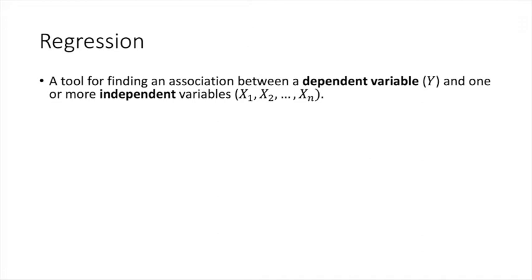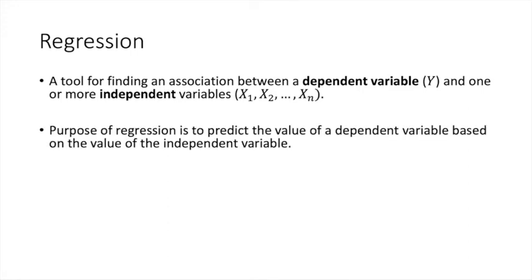Regression finds an association between a dependent variable y and one or more independent variables that we also call predictors. In this case, the predictors are represented by names such as x1 through xn. While correlation finds the strength of the relationship between the dependent and the independent variables, regression actually predicts the value of the dependent variable y for a given value of the independent variables.